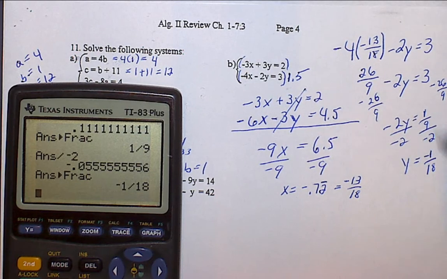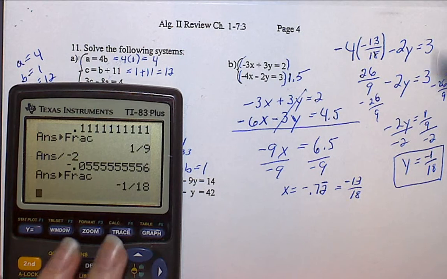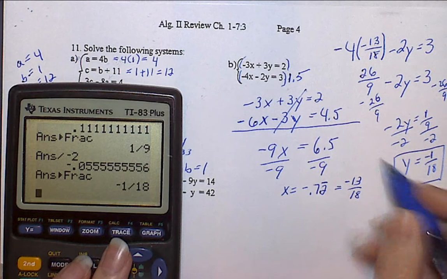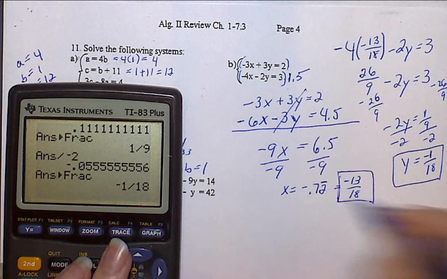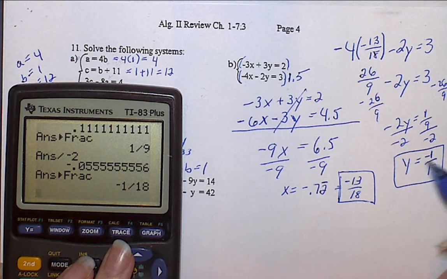Now I can do this out and I can show you the steps to do this, but if you want to see the steps on the fraction, make sure you email me and I will be glad to put that. Alright, so now, our answers were x is negative 13 over 18 and my y is negative 1 over 18.